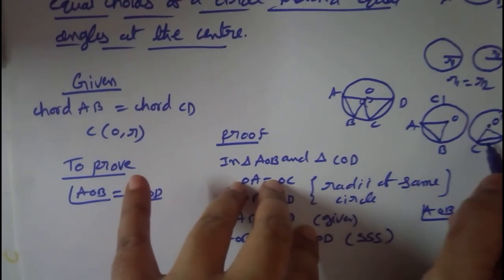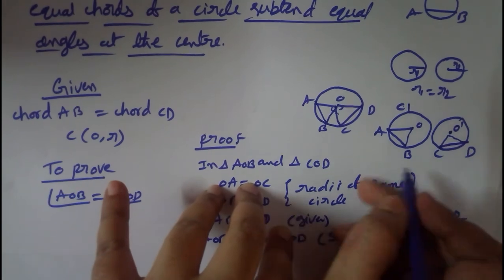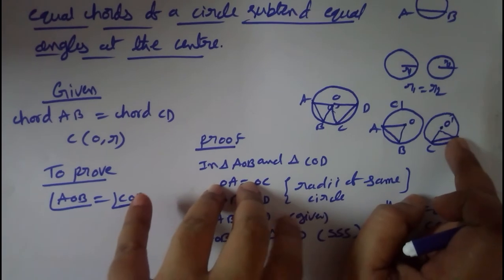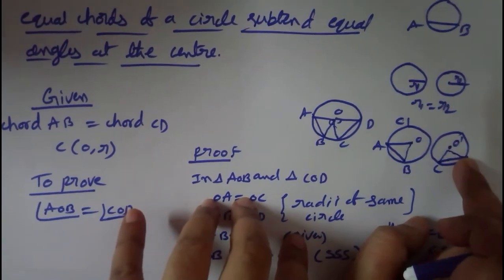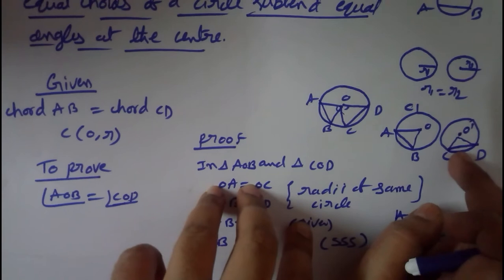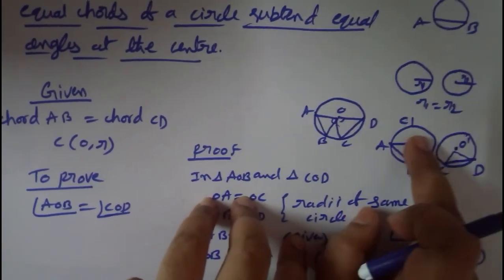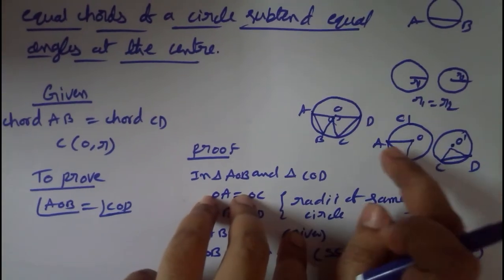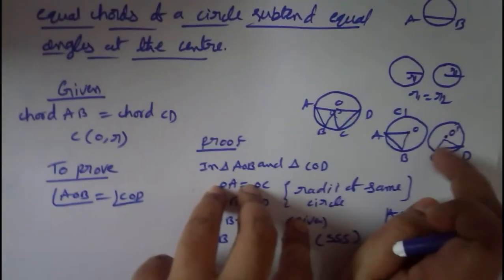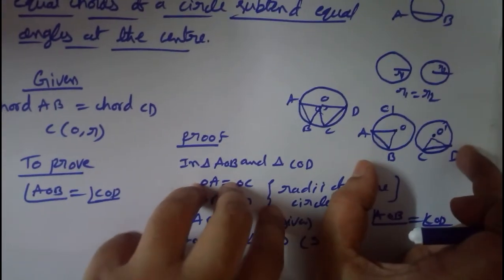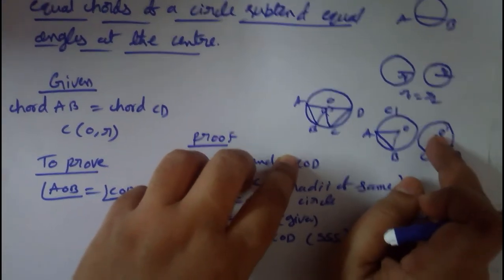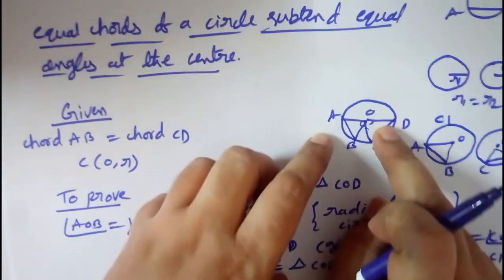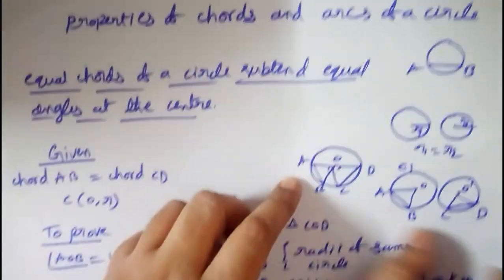Now in triangle AOB and triangle CO dash D, OA is equal to OC, OB is equal to OD, radii of the congruent circles. Congruent circle means radii are equal. AB is equal to CD, given. Then triangle AOB is congruent to triangle CO dash D. By CPCT, angle AOB is equal to angle CO dash D. So if the circles are congruent, or you take the same circle, and the chords are equal, then they subtend equal angles at the center.